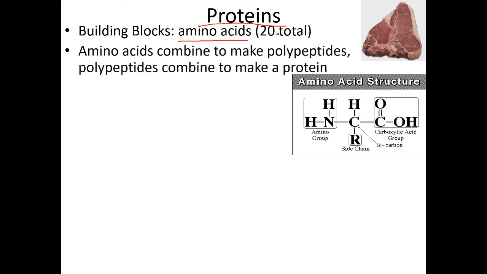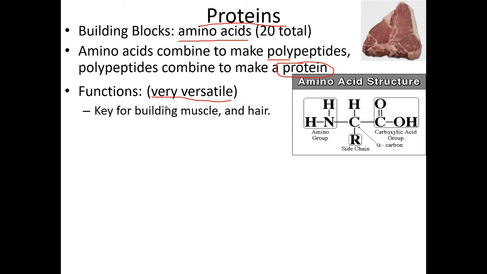I'm not going to make you memorize those 20 amino acids, but I do want you to know there's a variety of them, okay? Amino acids combine to make these things called polypeptides. It's basically a chain, okay? A chain of amino acids. And then once those polypeptide chains start to fold up, that's when you get a protein, okay? Functions, very versatile, really everything, okay?